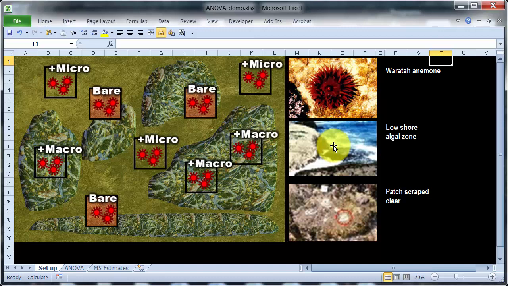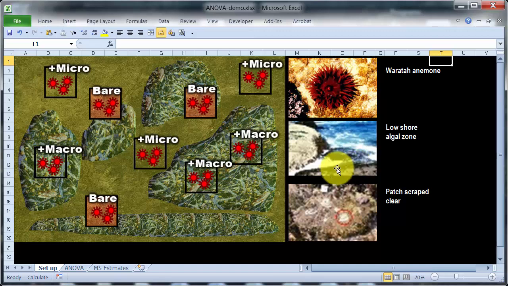So the anemone doesn't occur low down on the shore, so an experiment was done to try and find out whether it was to do with algae, which commonly inhabits the rock there. These are old photographs that are very fuzzy. So there's two types of algae common.